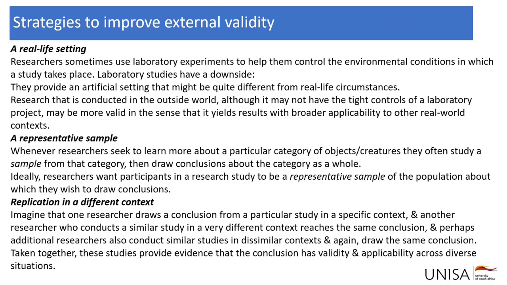But before we close the whole thing, I thought, like we have in the internal validity, we can also talk about how you can improve external validity. One is a real life setting, where you use a lab experiment to help control the environment and conditions where a study takes place. For instance, laboratory studies have a downside. They provide an artificial setting. So if you study people in an artificial setting, that might be quite different from the real life circumstances.